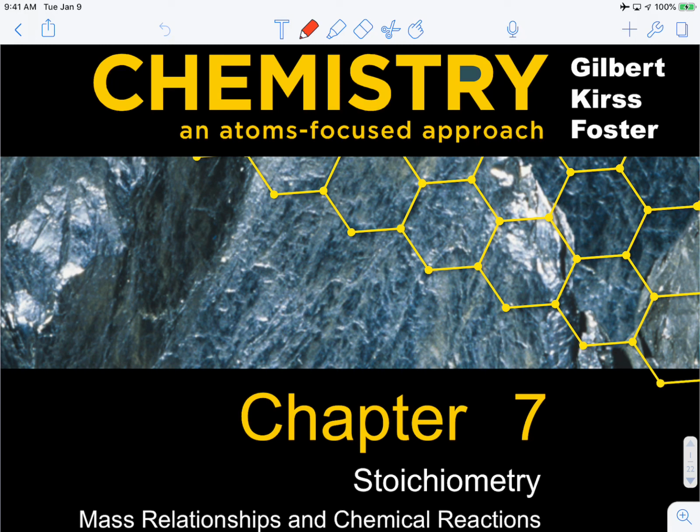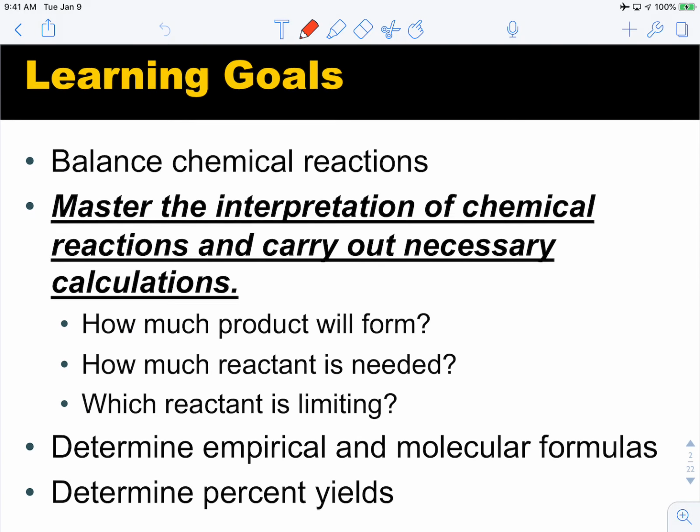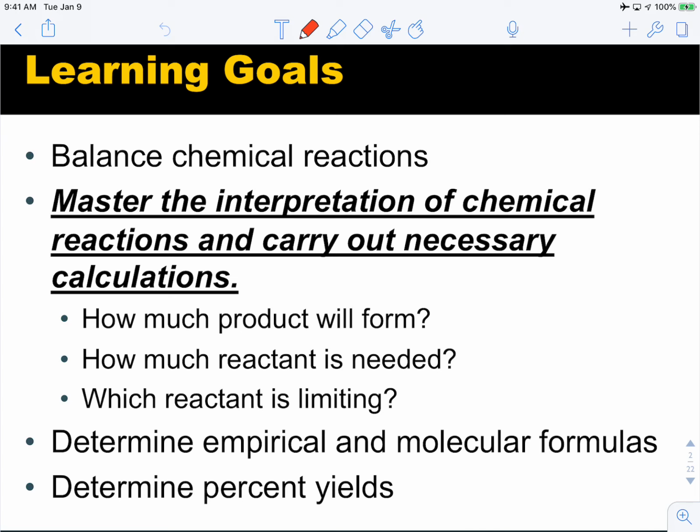The relationship between how much product you have, how much reactant you have and how much product you can form, and the relationships of all the ingredients. I'm going to cover most of the chapter. There's going to be a couple sections I'm going to eliminate and save for lecture, but beyond that, I think we will introduce most of the concepts.